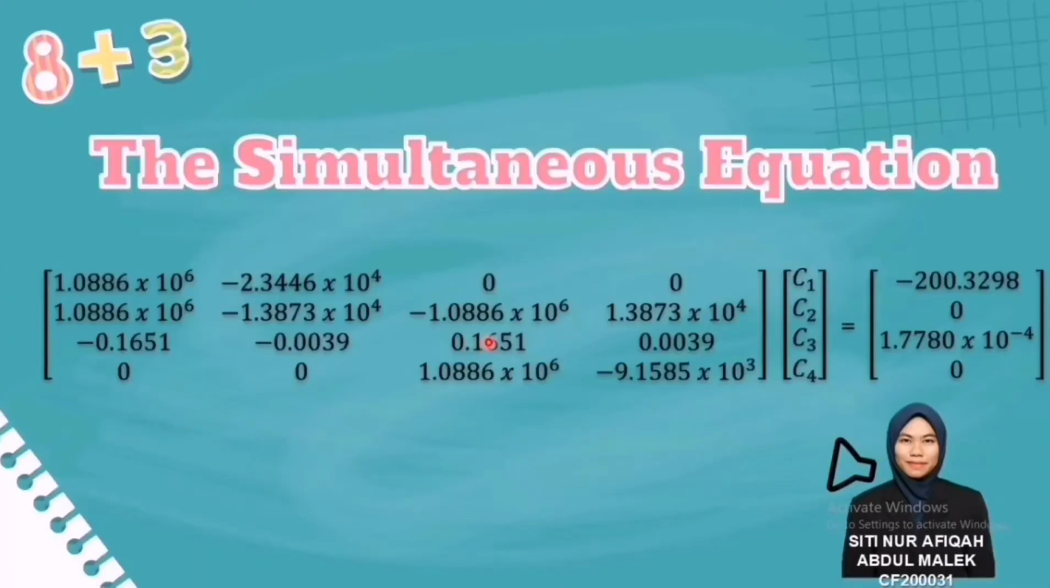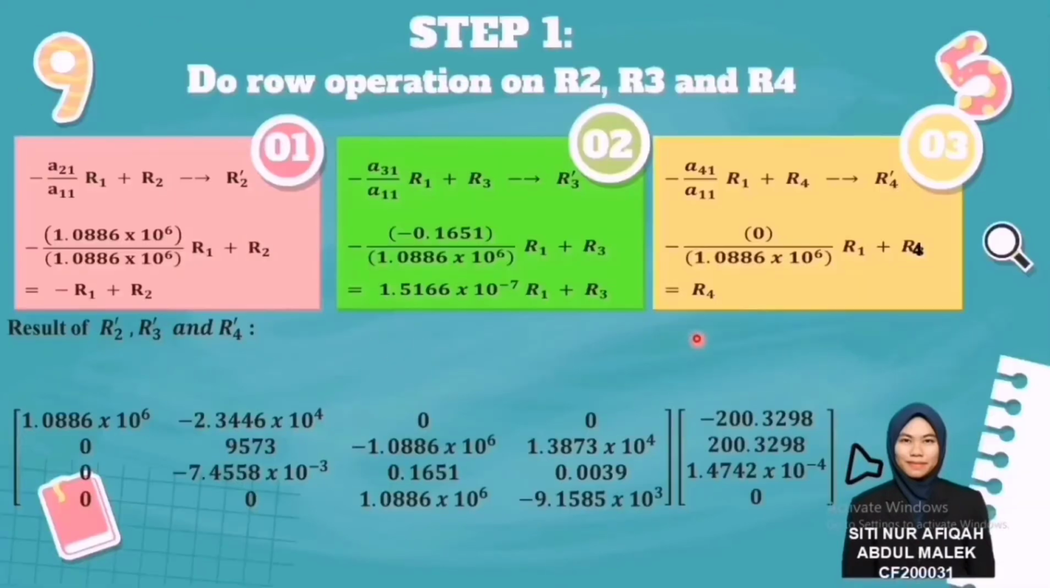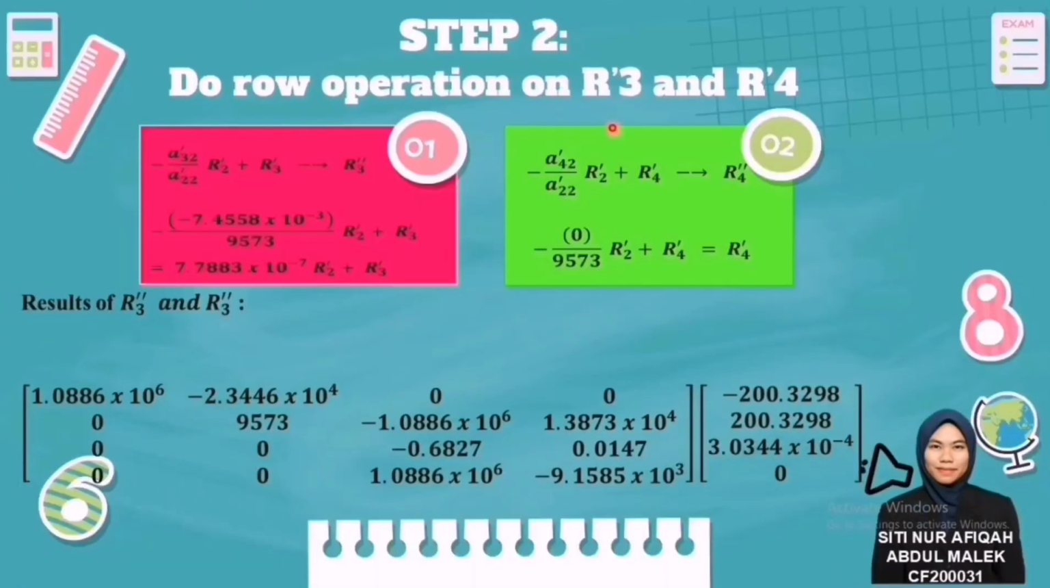From this new equation, we will substitute the value over here into the equation, and we will get the new value of new row 3 over here. And for the fourth row, since the place here is already 0, we can skip this step and move to the next step.